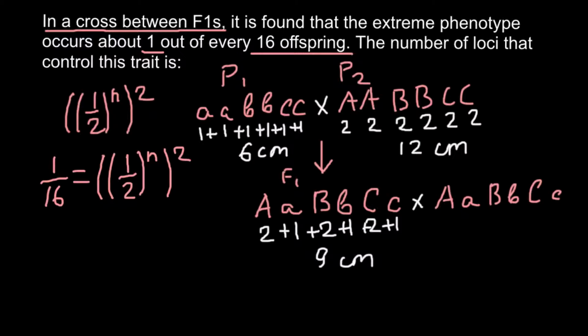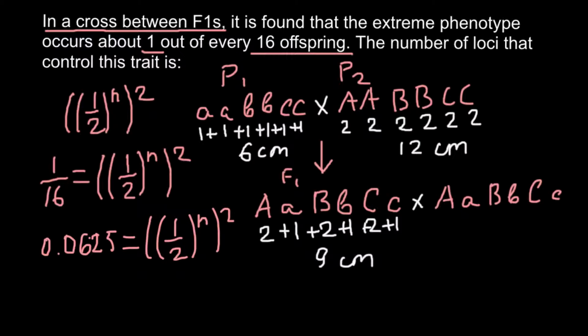So what next we are going to do? We have to find decimal number here on the left side. 1 divided by 16 equals 0.0625, and the same formula goes on the right side. Squared, and now in order to get rid of this square, we have to take a square root on both sides. So we have to take square root from the left side and from the right side.